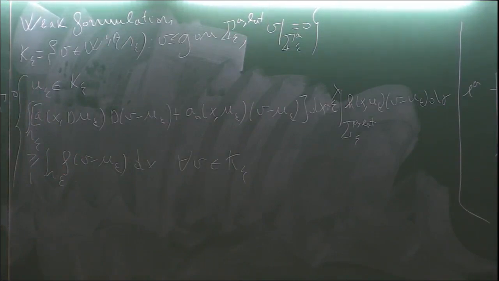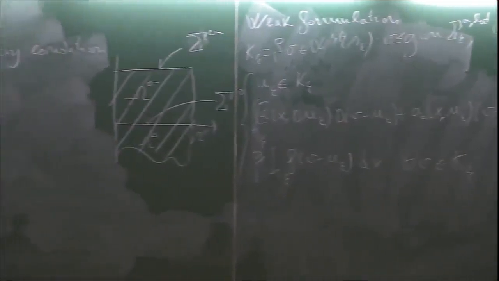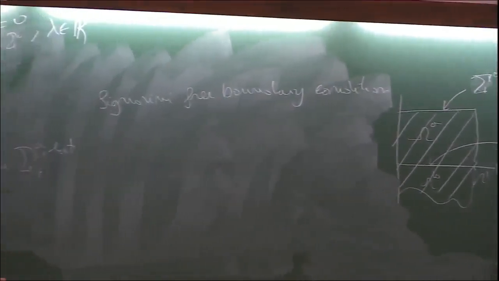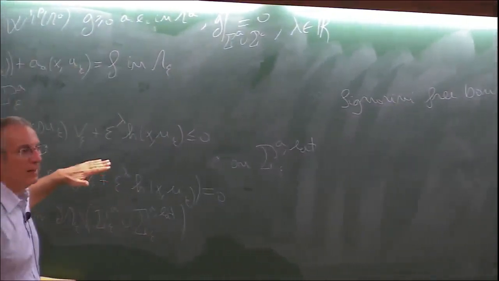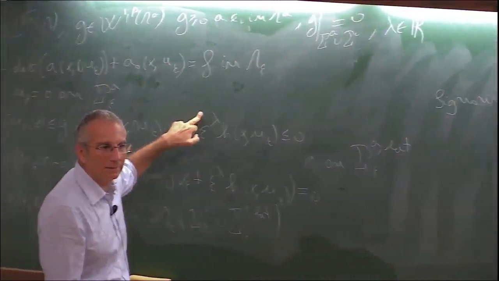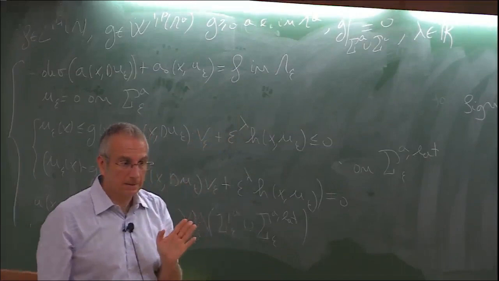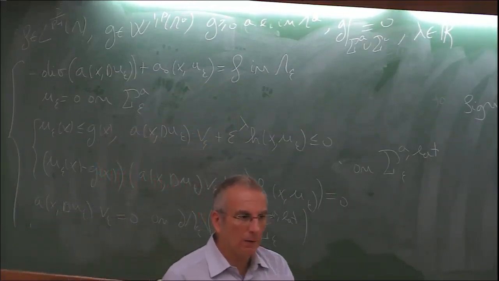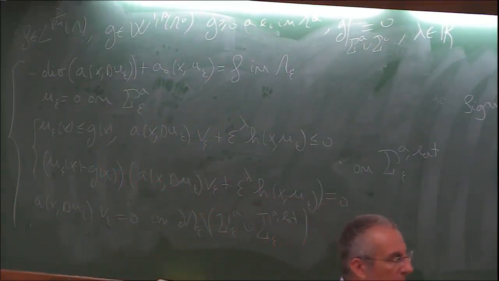Just a remark that we also have this term, epsilon to the power lambda, and epsilon goes to 0. But it's clear the final result depends on lambda. A critical size will be lambda equal to 1. We will see later what happens. Okay, this is the weak formulation. I won't try to show how to obtain this formulation, because you see, we have an inequality.